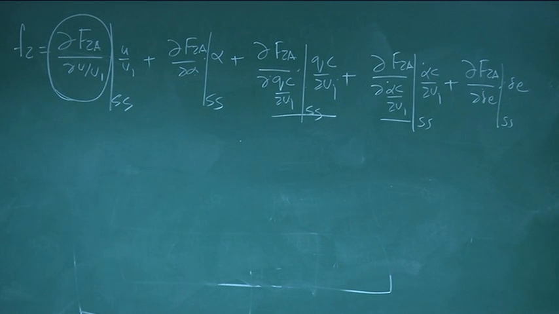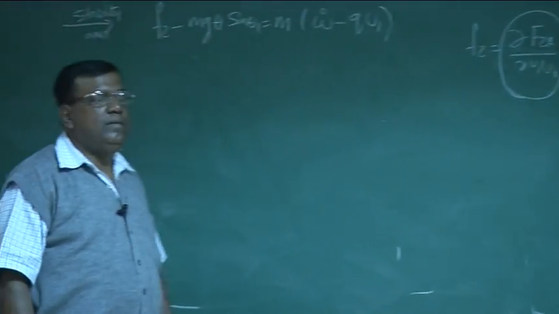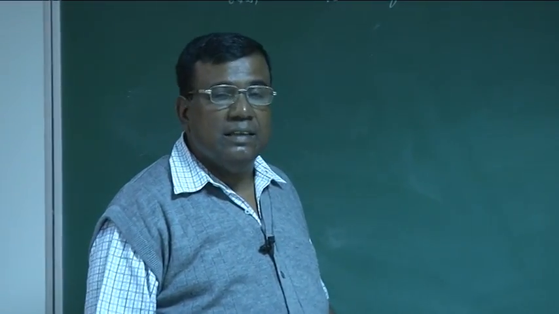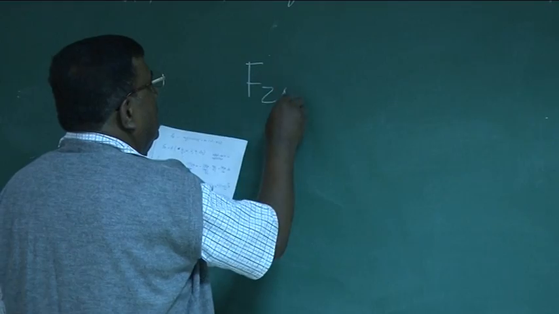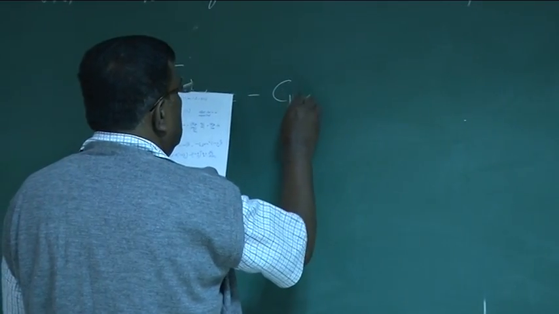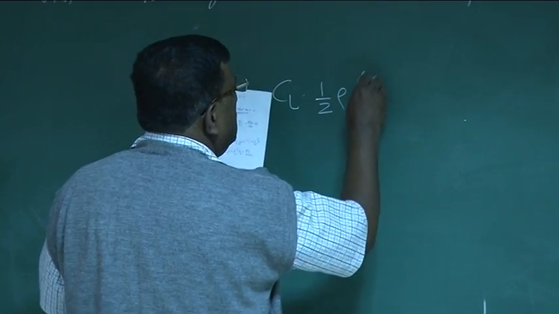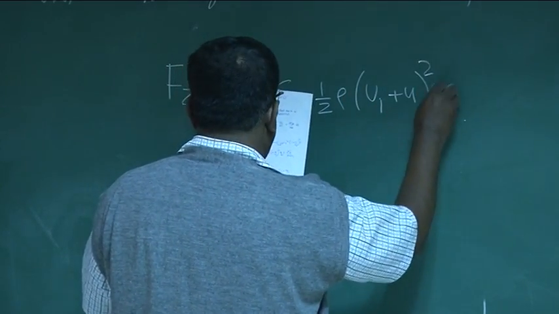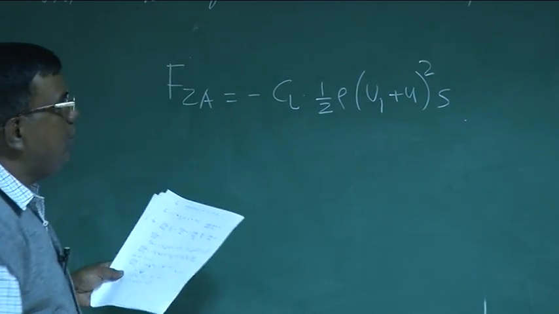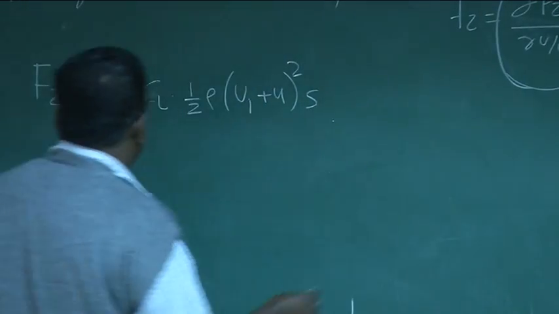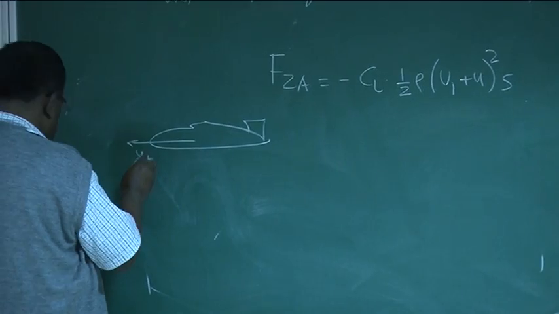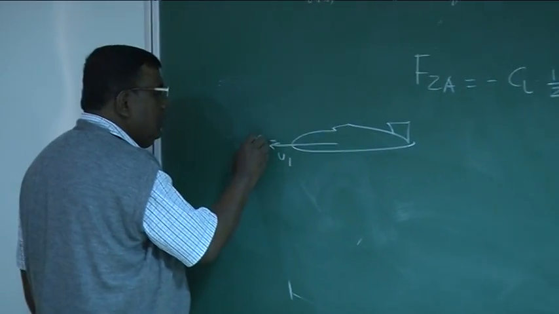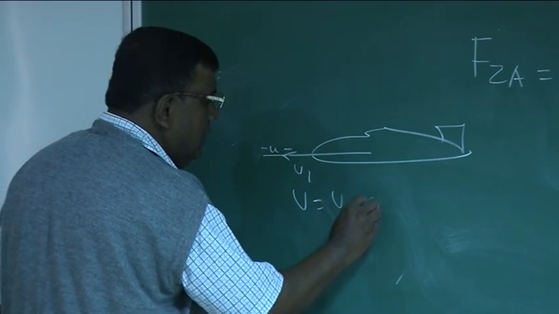Let's first attack dFza by d(u by u1). Before we start doing it, we know Fz means aerodynamic perturbed force along the z direction. So I can write Fza is equal to minus CL into half rho (u1 plus u) whole square S. What is this? I am trying to find dFza by d(u by u1). If you recall, this is the aircraft, this is u1, and because of perturbation, this is u. The total speed is u1 plus u.